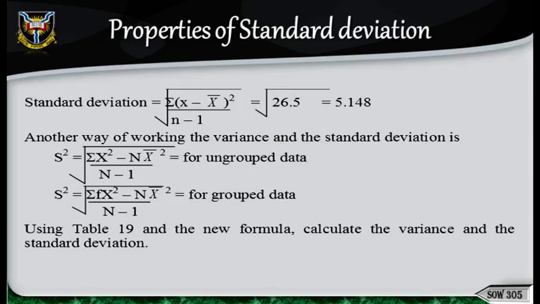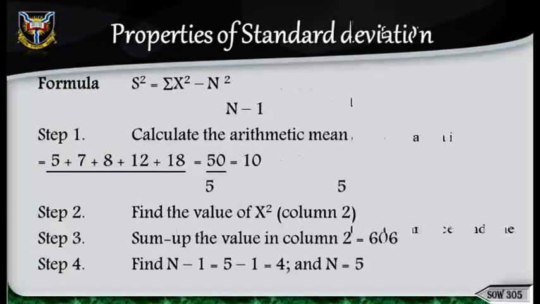the sum of x squared minus n x bar squared, all over n minus 1, for ungrouped data. s squared is equal to the sum of fx squared minus n x bar squared, all over n minus 1, for grouped data. Using table 19 and the new formula, calculate the variance and the standard deviation. Formula: s squared is equal to the sum of x squared minus n x bar squared, all over n minus 1.